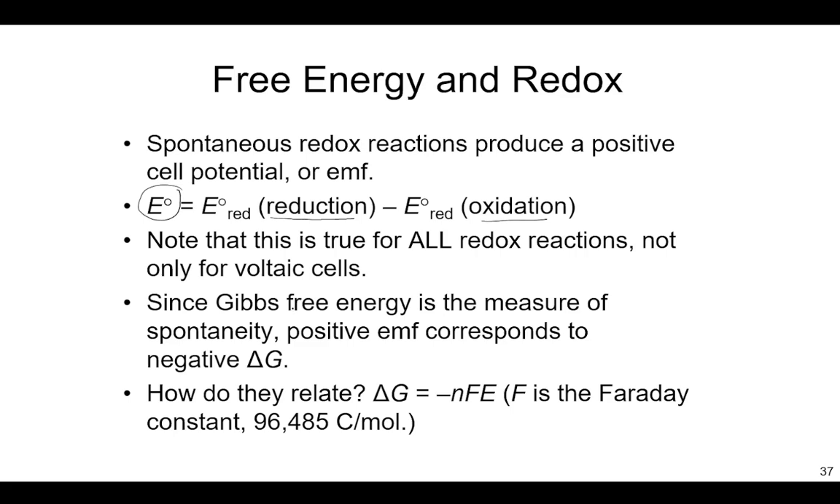And since we know Gibbs free energy is the measure of spontaneity, this positive cell potential must correspond to a negative delta G. And we actually have a precise formula for that. We can calculate the Gibbs free energy based on the cell potential, E, with this formula, delta G equals negative nFE, where n here is going to be the moles of electrons transferred in that balanced redox reaction.